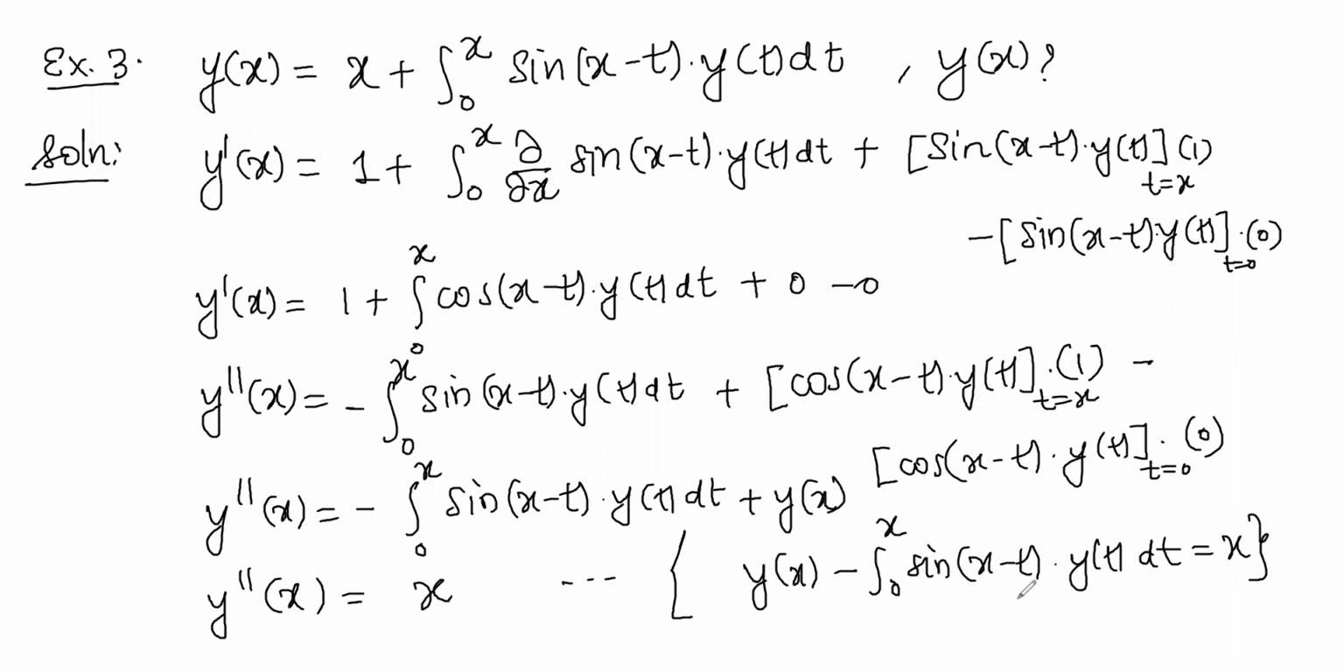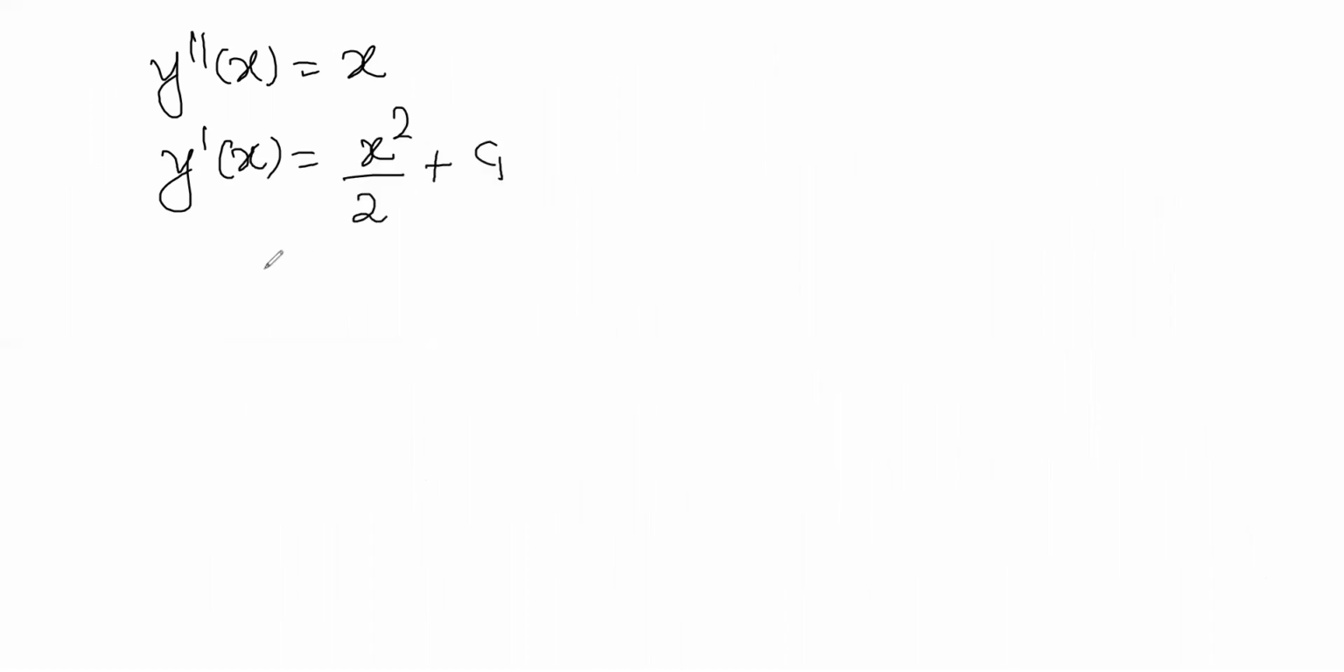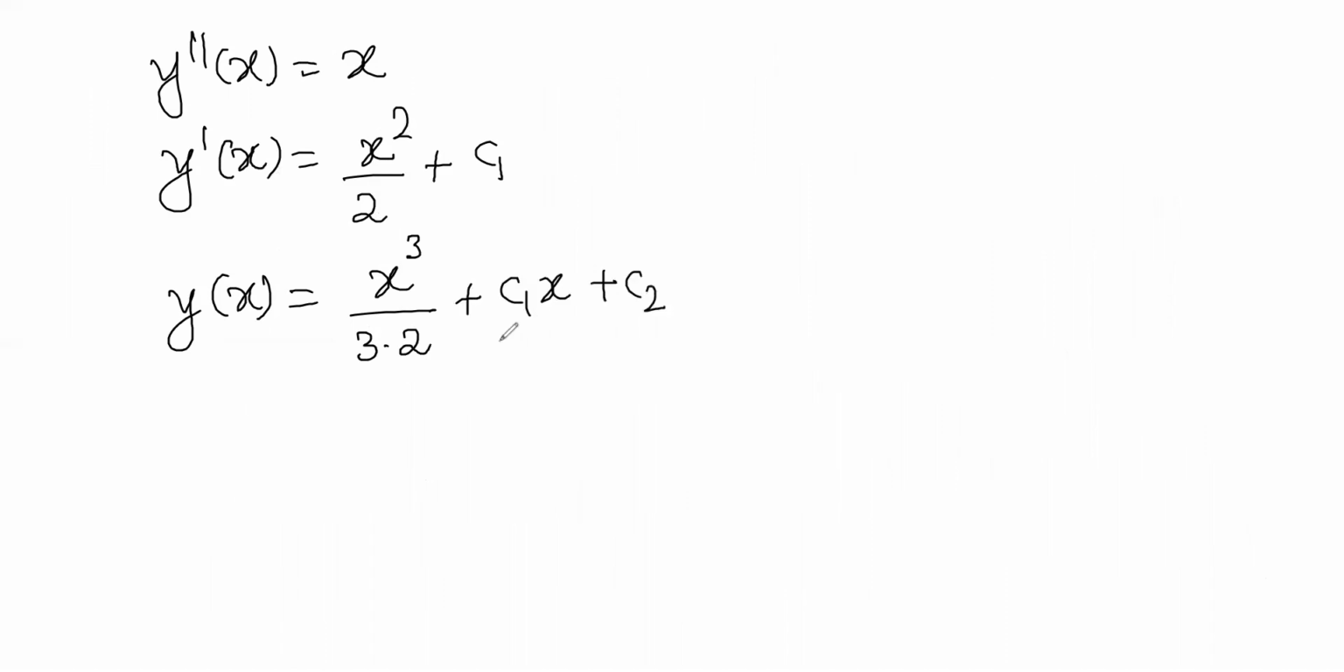All I need to do is just integrate it twice. When I have y double dash x equal to x, I'll find y dash x by integrating: x squared by 2 plus some constant c1. Integrating once again, I'll get x cubed upon 3 into 2 plus c1 x plus some c2. And now anyhow I have to remove these two constants c1 and c2.